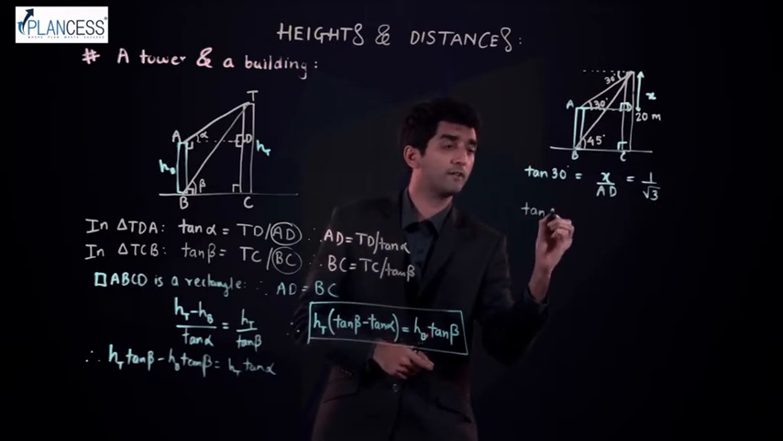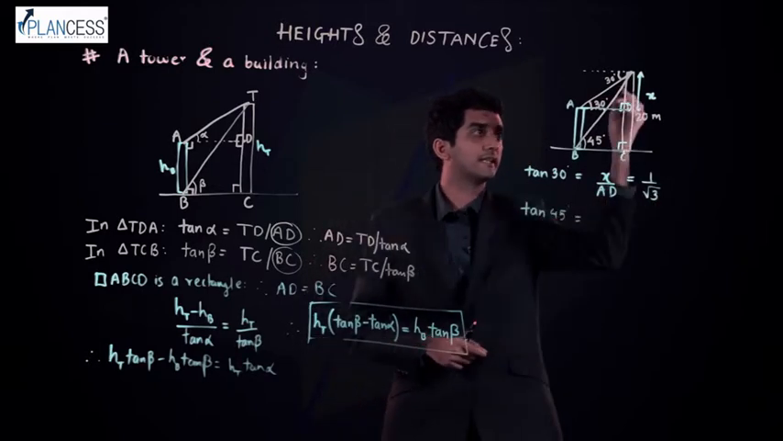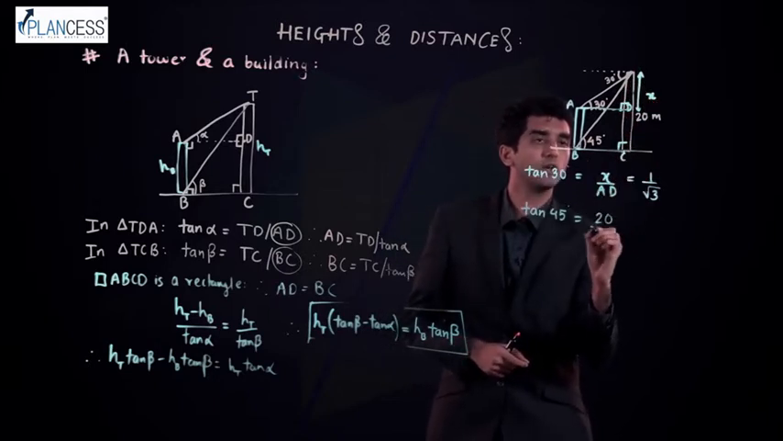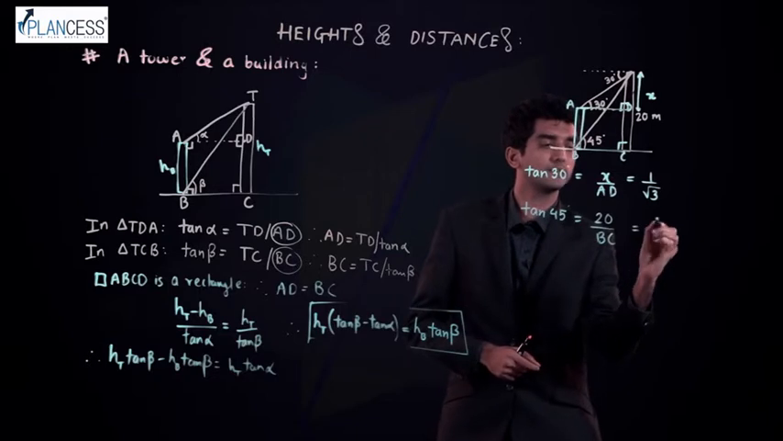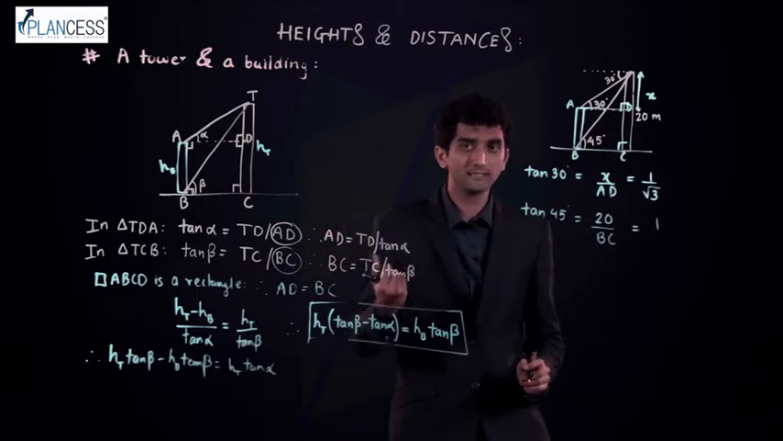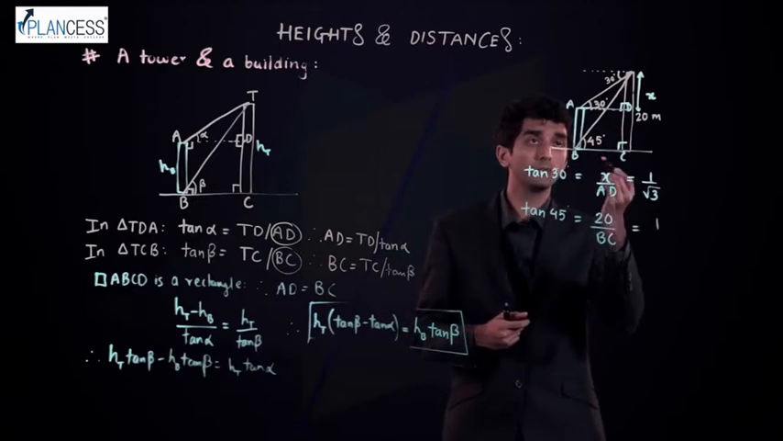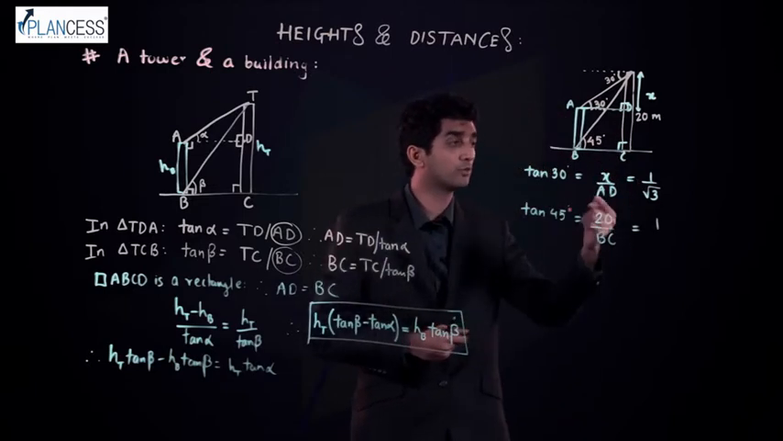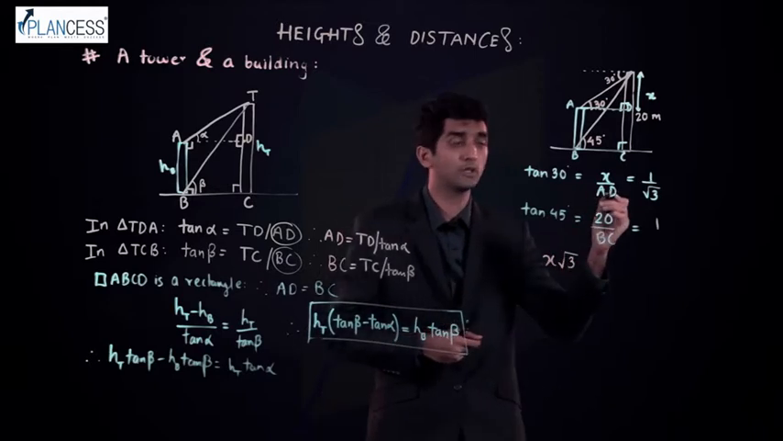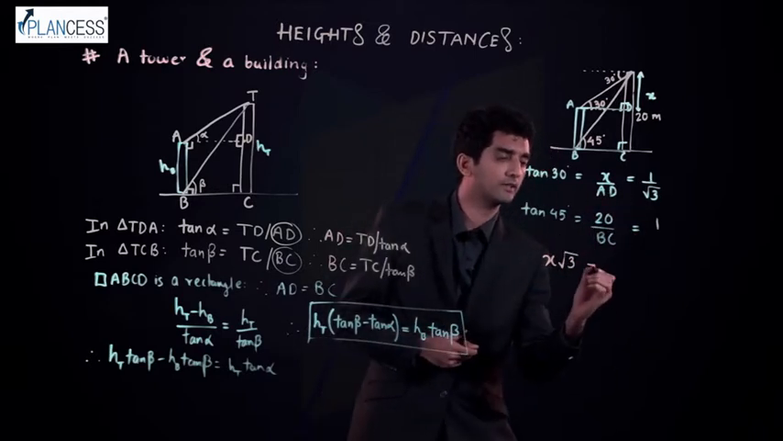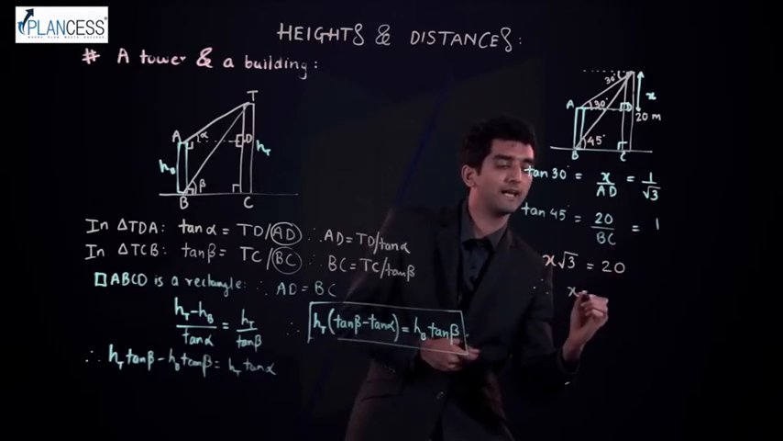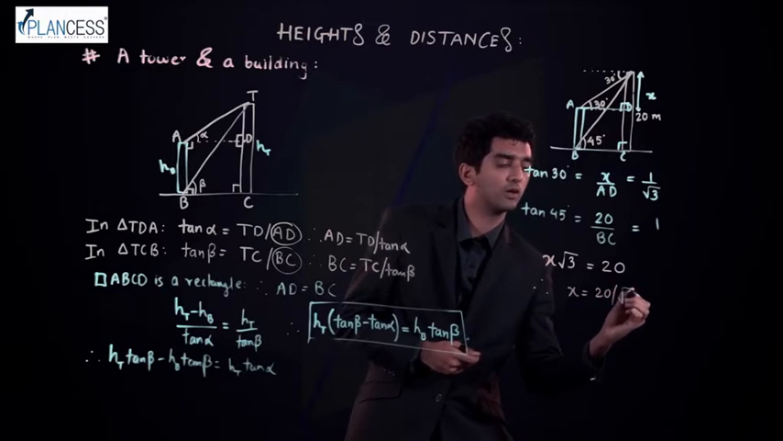Likewise, tan 45, which is 1, in this triangle is going to be opposite over adjacent, which is 20 over BC, right? Now this is equal to 1 because tan 45 is 1. Now as we just discussed here, AD and BC are going to be equal, opposite sides of the rectangle. So from this equation, x root 3 is equal to AD, and from this equation BC is nothing but 20. So the value of x comes as 20 over root 3.